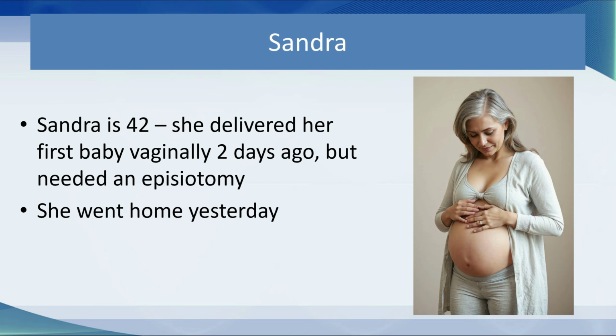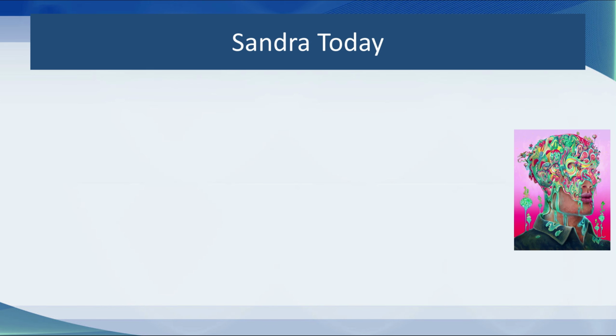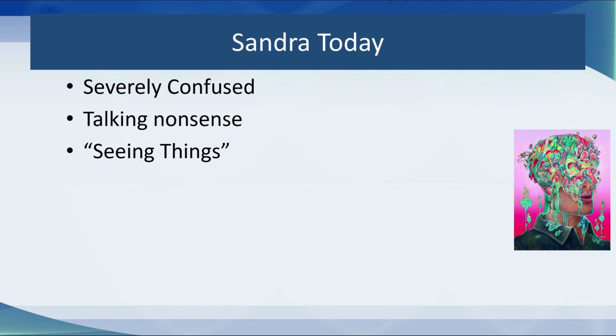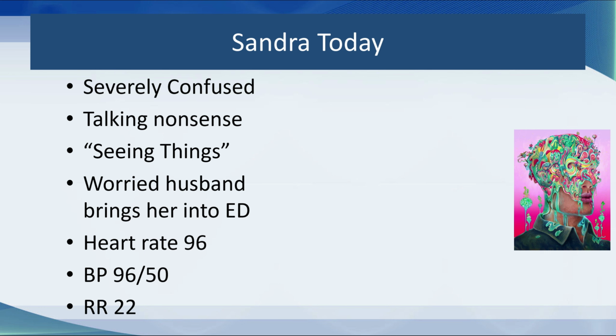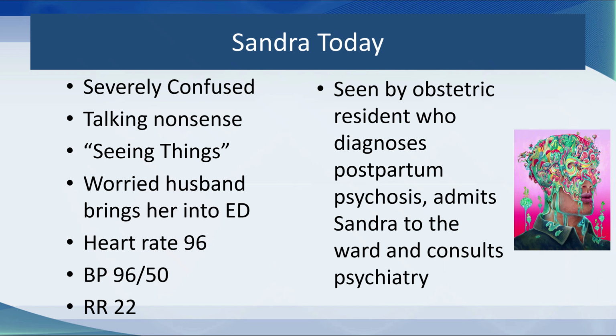Sandra is 42 years old and she delivered her first baby vaginally 2 days ago but needed an episiotomy. She went home yesterday. Today, Sandra is very confused. She's talking nonsense and she's seeing things. Her husband is worried and he brings her back into the ED. When she comes in, her heart rate is 96, her blood pressure 96/50. It's not particularly low in the setting of the peripartum period. Her respiratory rate is 22. She's seen by an obstetric resident who diagnoses postpartum psychosis and admits Sandra to the ward and consults psychiatry.